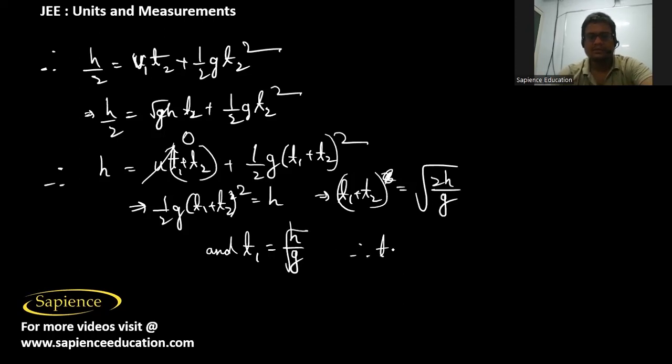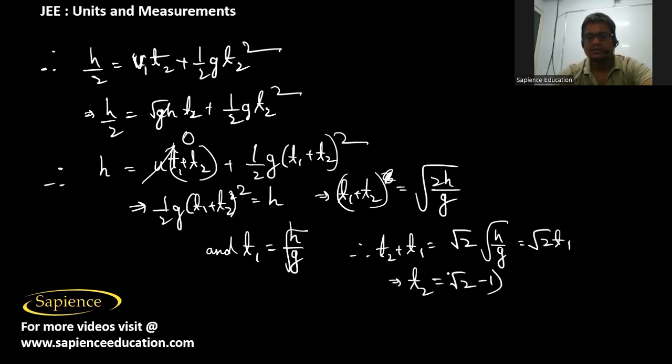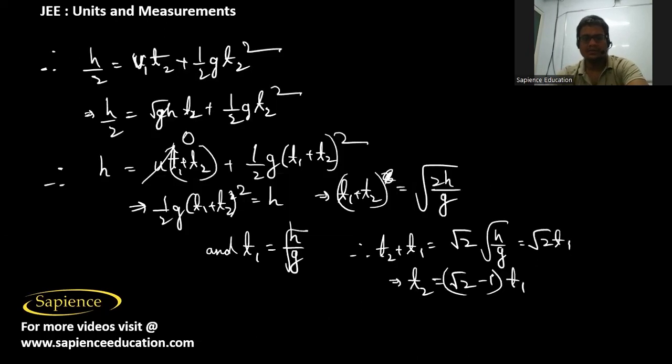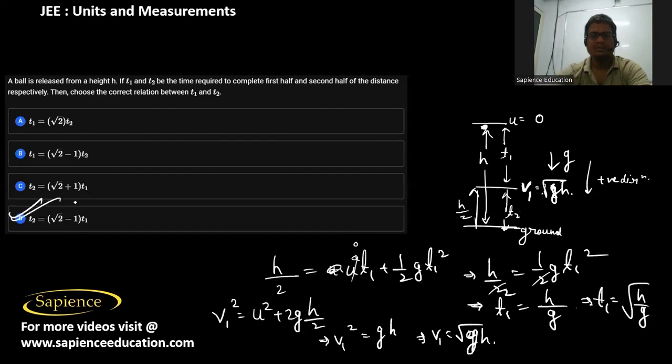So now t2 plus t1 is equal to root 2 times root over h by g, which means it is root 2 times t1. So therefore t2 will be equal to root 2 minus 1 into t1. So option D is the correct answer.